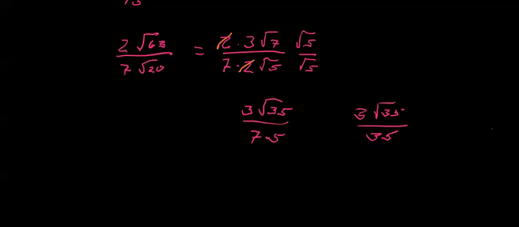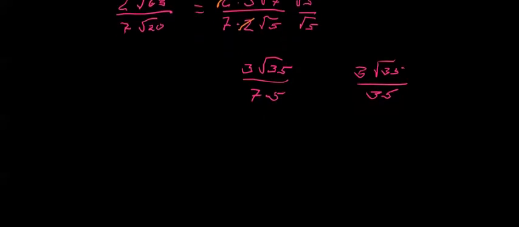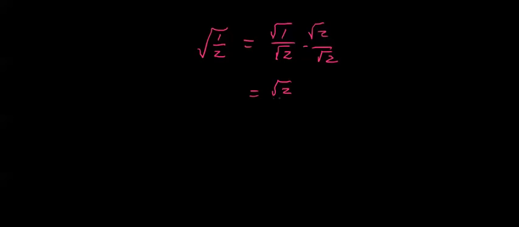All right? Last thing, and then we're done. Remember, if you have a fraction inside the radical, you can't leave it like that. Instead, write it square root of 1 over square root of 2, and multiply square root of 2 over square root of 2, and we get square root of 2 over 2.